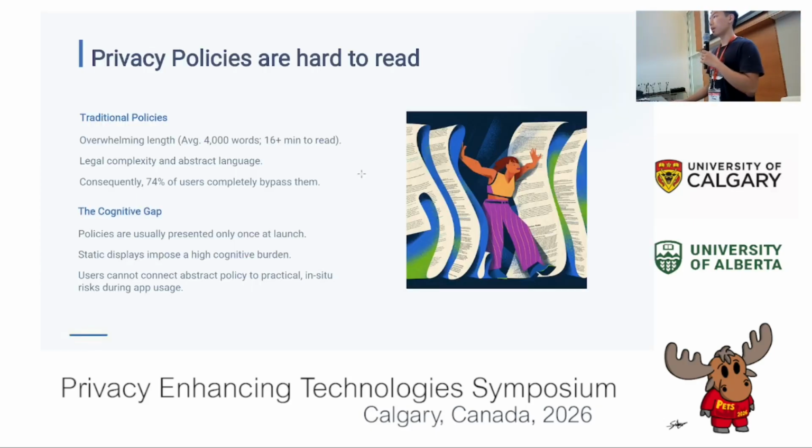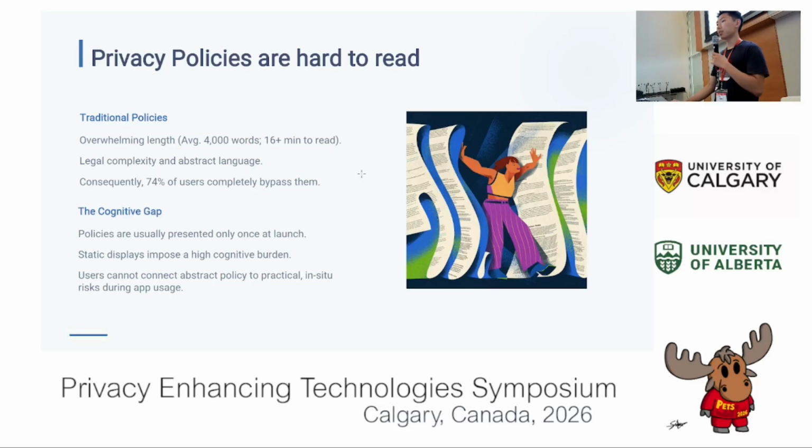As we all know, privacy policies are hard to read, and this is also reflected by the previous presenters' PowerPoints. Traditional privacy policies have an overwhelming length, more than 4,000 words, and they are also bounded by legal complexity and abstract language. Past works highlight that 74% of users completely bypass them.